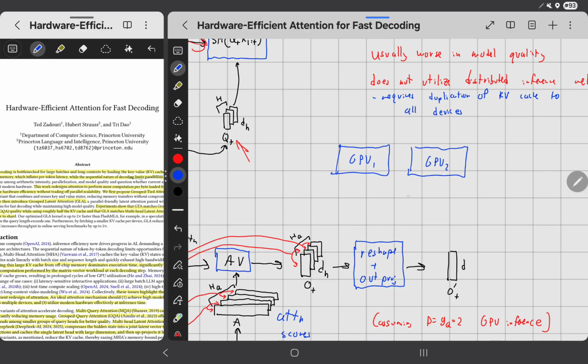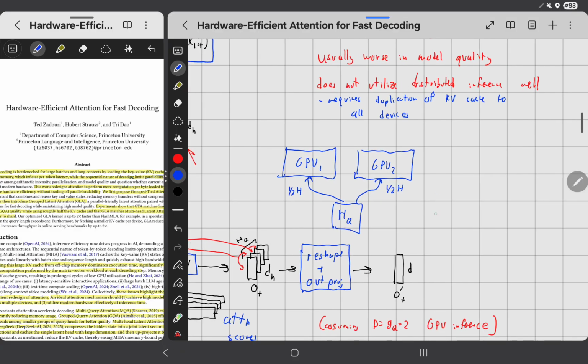And we have our H heads here for our queries. So for our query heads, this is easy. We're going to take half of our query heads and put them on GPU1, and we're going to take the other half of our query heads and put them on GPU2.